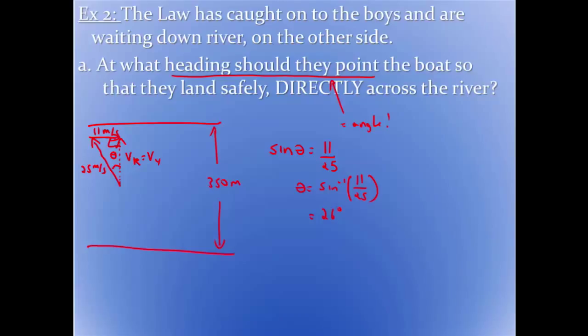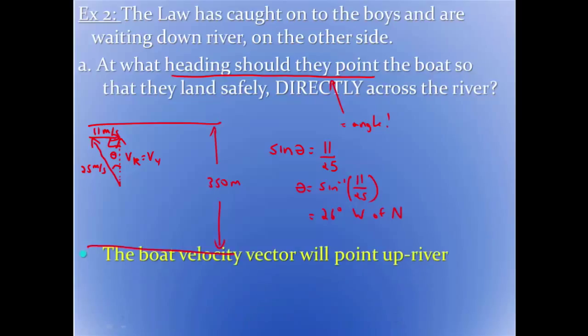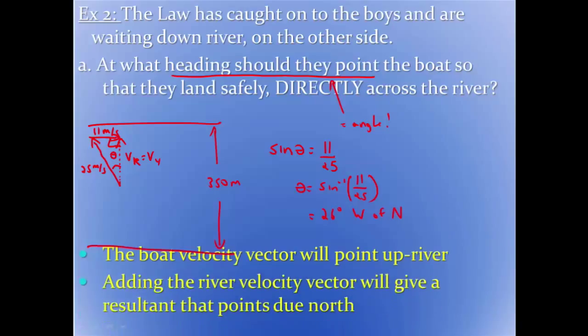Now, which way is that 26 degrees? Well, that is to the west of north, so west of north. Okay, so in this case, we're just looking for the heading. So we're going to point our boat that goes 25 meters per second in still water at 26 degrees west of north, and the resultant velocity should be directly across the river. And as it says, the boat's velocity vector will point up the river, and adding the river velocity vector will give the resultant that points due north. This is the general solution that I'm giving you in these yellow notes here. So I'm giving you a specific example, but in general, this is how you solve these questions every time.